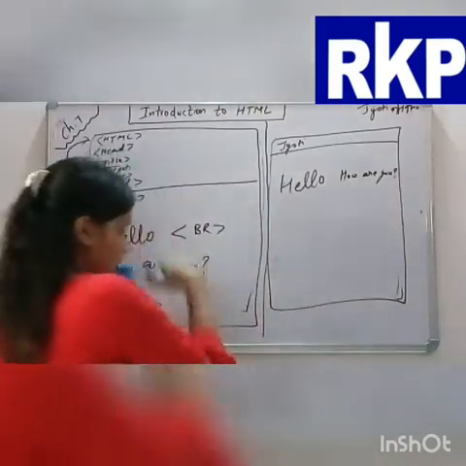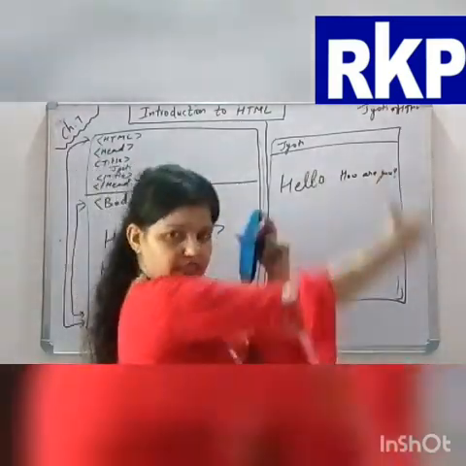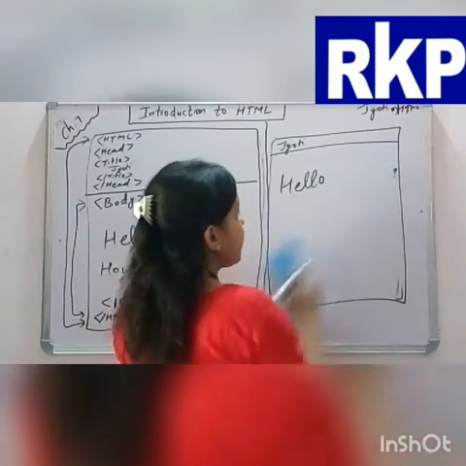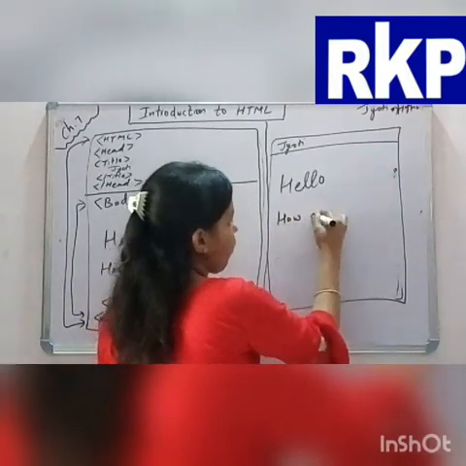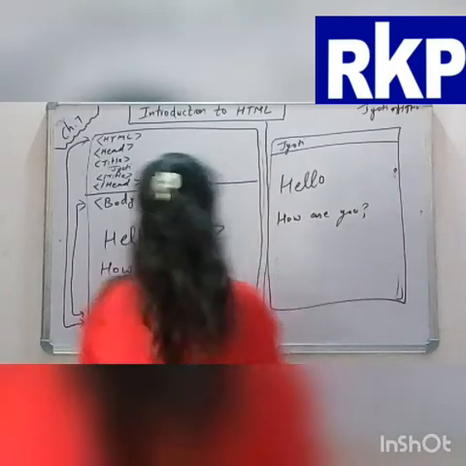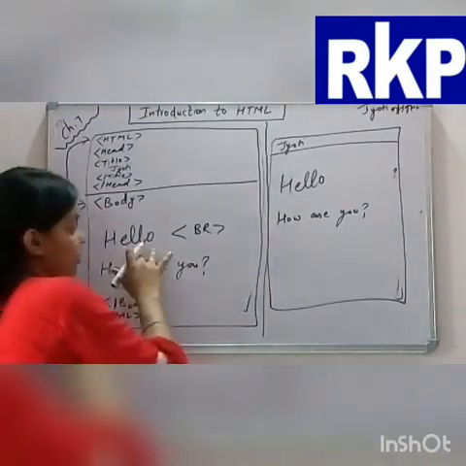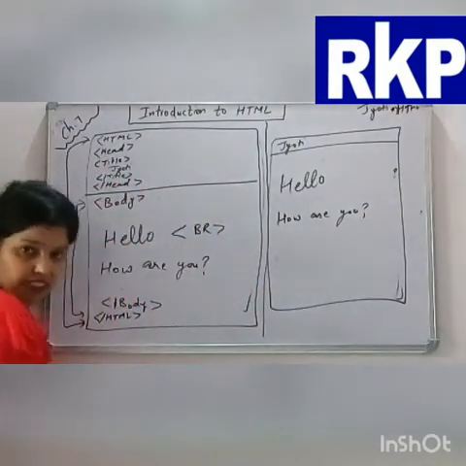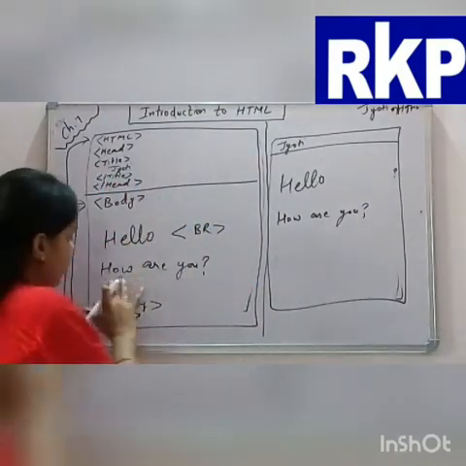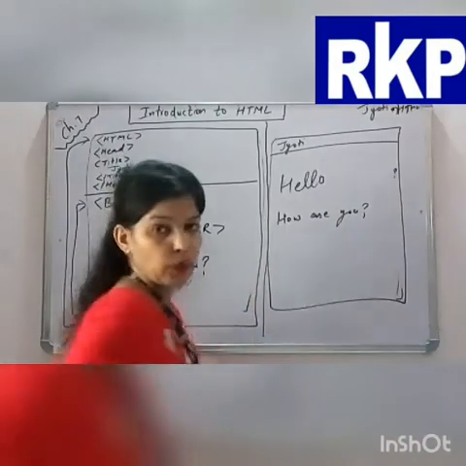So now when you save it and refresh it, what will you get here? You will get it like this. Your how are you line will come on the next line. Okay, first you will get hello, then one line break will come because of this break tag, and then you will get how are you.